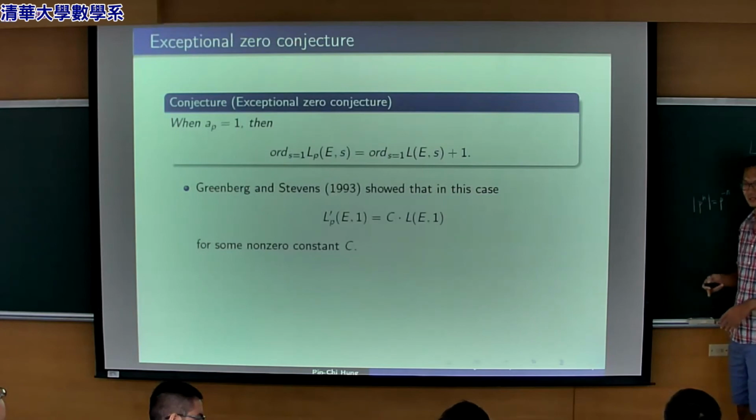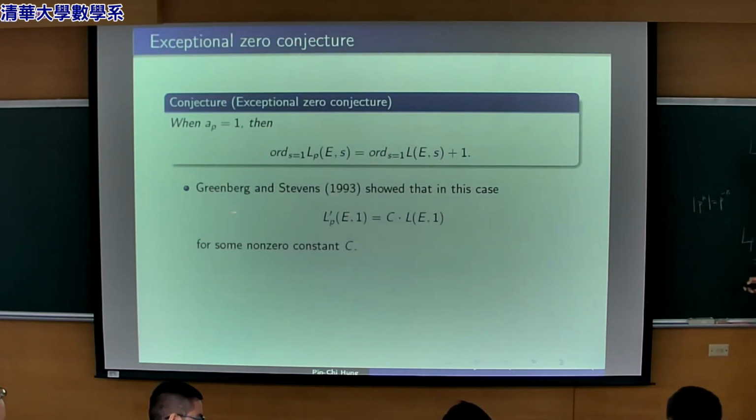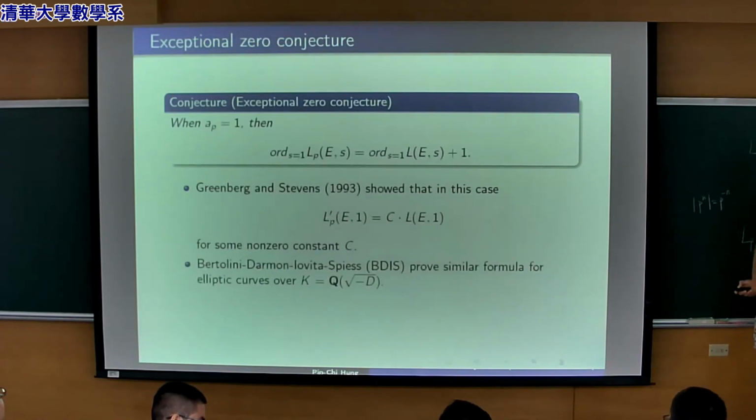This is the derivative of it. You just do the derivative. They proved the derivative formula for some non-zero constant. So they proved this formula. Okay, and later on, the four people, Bertolini-Darmon-Iovita-Spiess, they proved a similar formula for an elliptic curve over K.